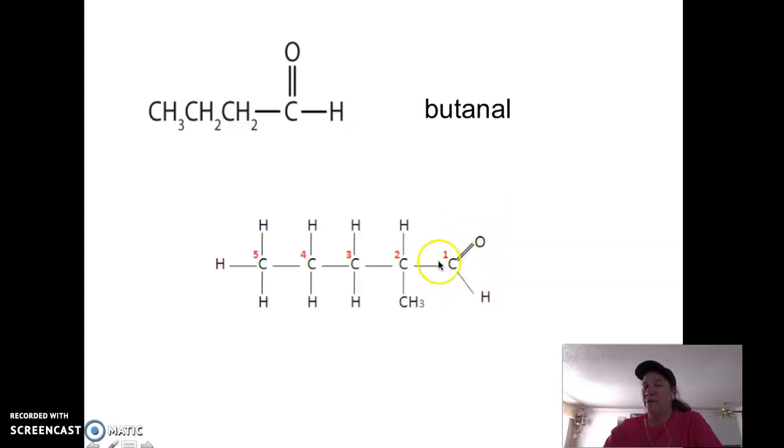You don't put a number for the aldehyde because it's always on the first carbon. Always, always. So again, 2-methyl, this is the methyl group. It's on the second carbon. And then on the first carbon, you have your double bond O, so it's a chain of 5. That's the pent. And then Al tells me it's a double bond O.